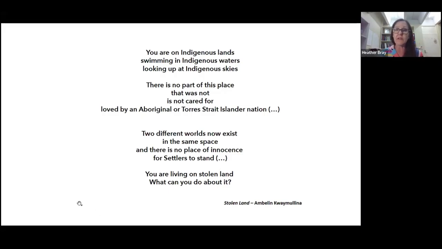Here, two worlds now exist in the same space, and there is no place of innocence for settlers to stand. You are living on stolen land. What can you do about it? This poem is written for people like me. I'm a settler Australian. I'm a white Australian.